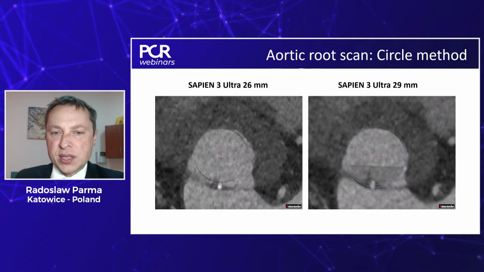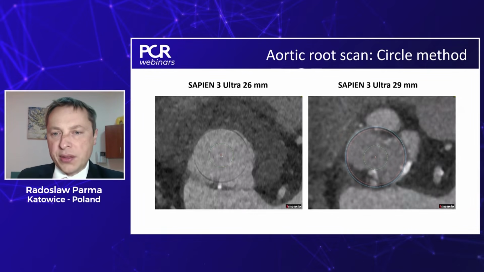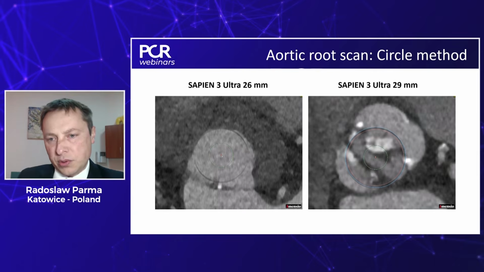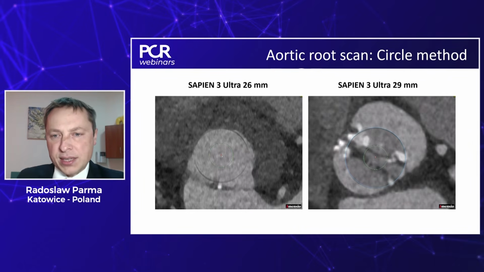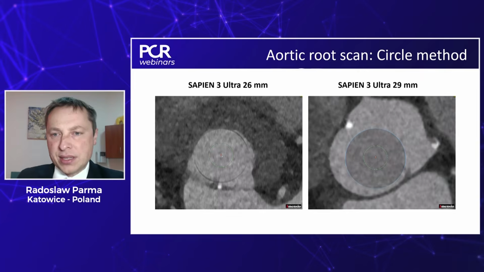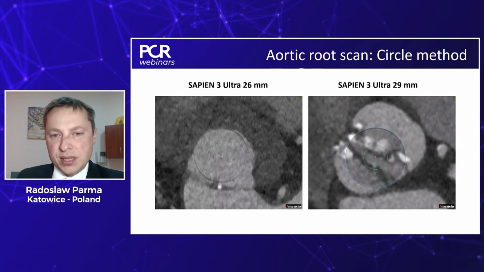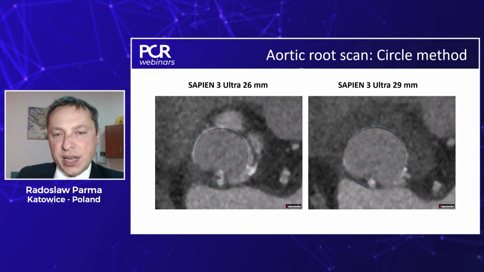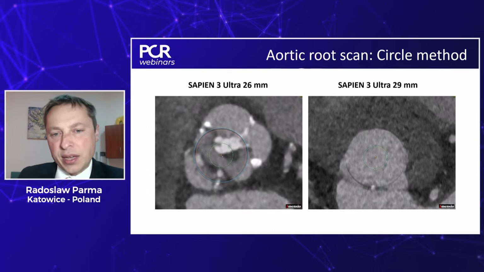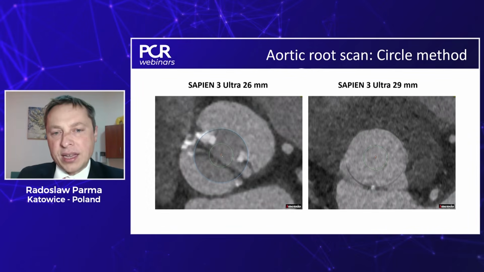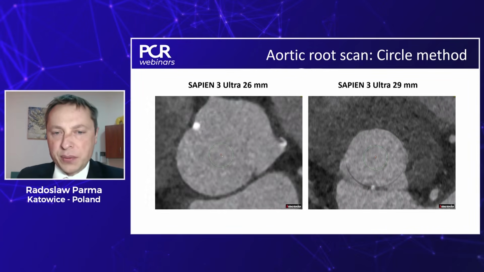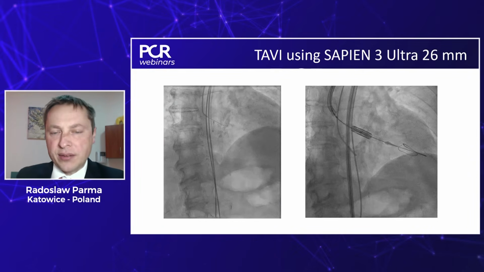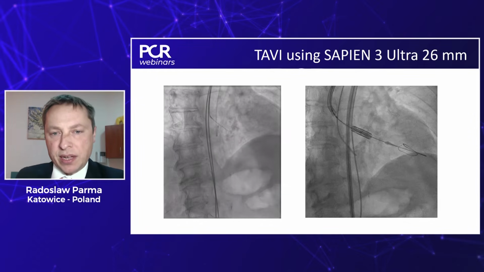Also, what we advise is screening with the circle method to choose the proper size of the device. As you can see on the right panel, this is the SAPIEN Ultra 29, which is being simulated. And now it will be the SAPIEN Ultra 26, which actually adapts quite well in this very calcified anatomy. And with a proper expansion rate, it may offer probably a better choice, avoiding left main occlusion or improper expansion of the nominal 29 valve.